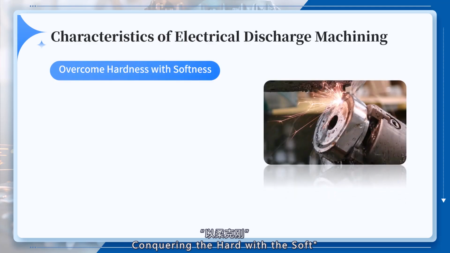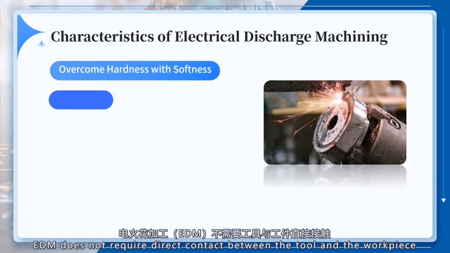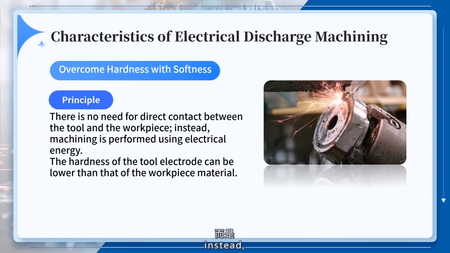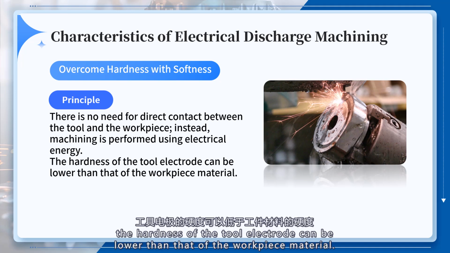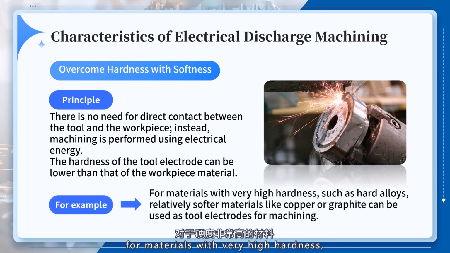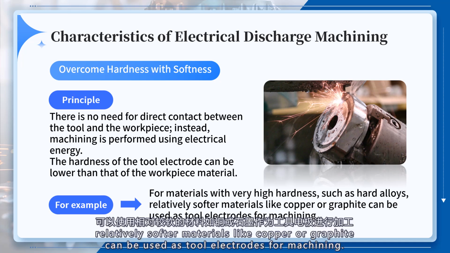Conquering the hard with the soft. EDM does not require direct contact between the tool and the workpiece. Instead, it uses electrical energy for machining. Therefore, the hardness of the tool electrode can be lower than that of the workpiece material. For example, for materials with very high hardness, such as hard alloys, relatively softer materials like copper or graphite can be used as tool electrodes for machining.